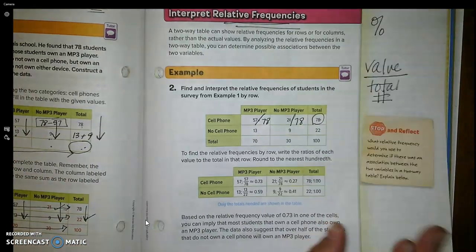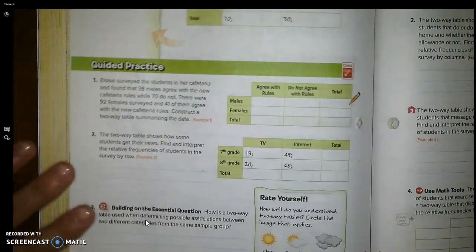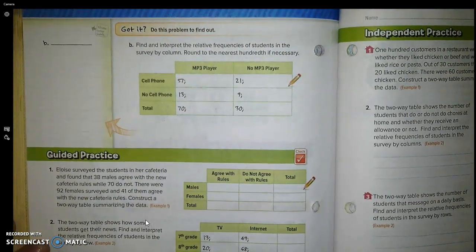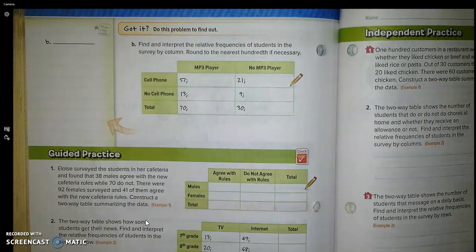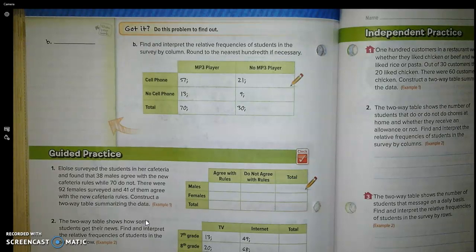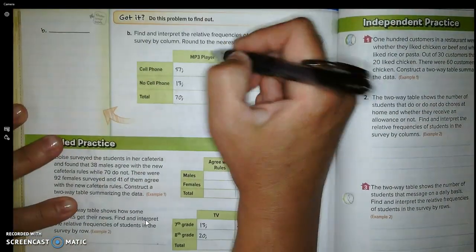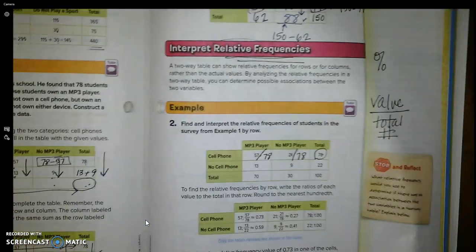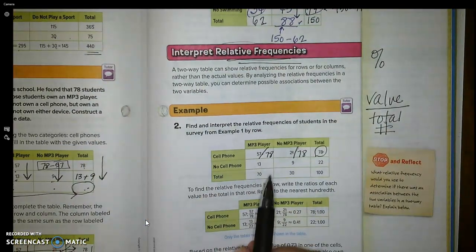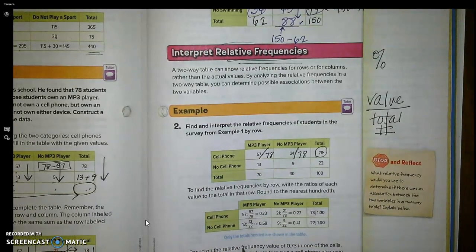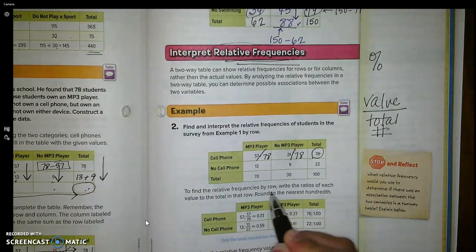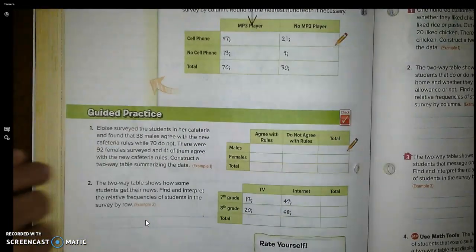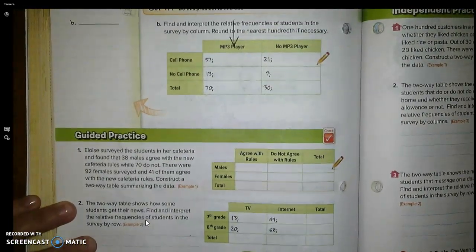All right, let's go do the "Got It" at the top of the page in the next one. This one says to find and interpret the relative frequencies of students in the survey by column this time. So we're going to go down, okay? If we take a look at that problem that we just did, it said to find the relative frequencies by row, okay? This one says to do by column, okay?